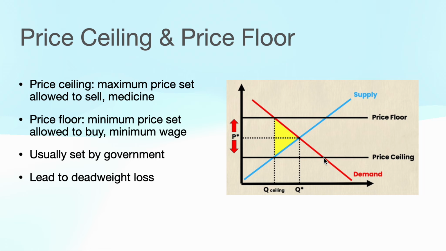So what do we do about it? Well, in reality, very often government is the one that makes up the difference, right? So you have your private suppliers supplying your Q ceiling amount, and then you have the government supplying the difference between your new equilibrium and your Q ceiling amount, right? So this part will be supplied by the government.